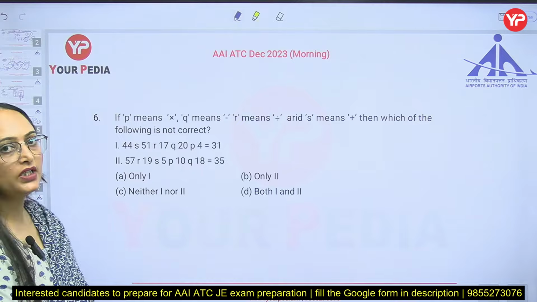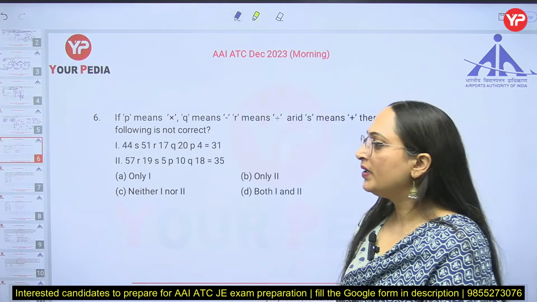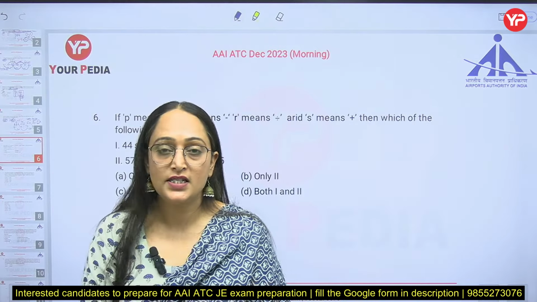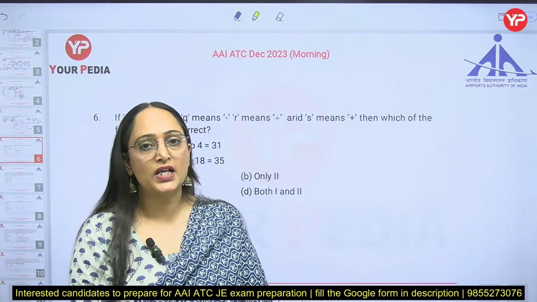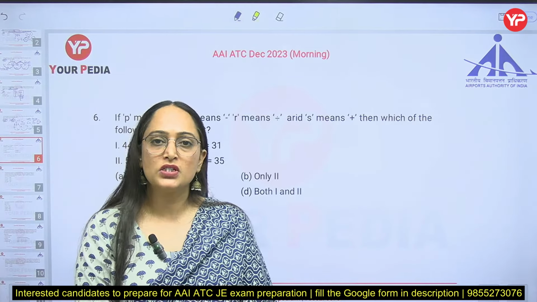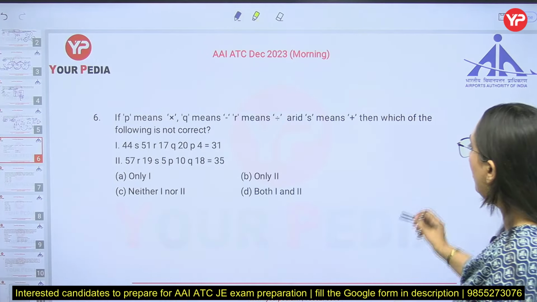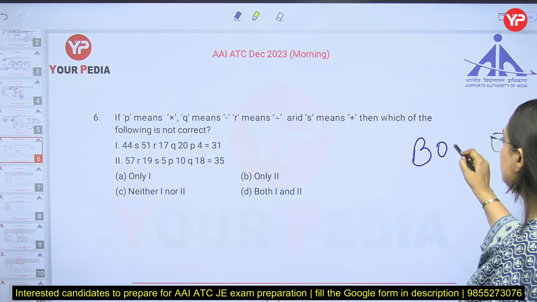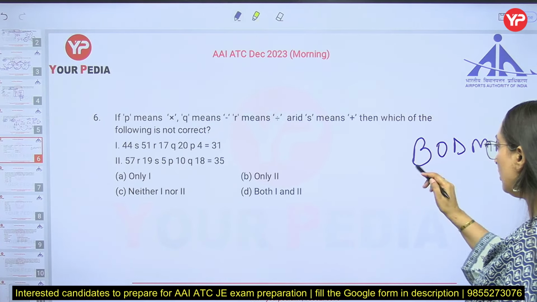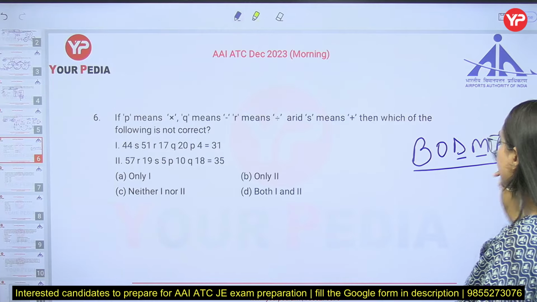Now this question is from mathematical operations. In reasoning, in mental ability, or we can say general intelligence, the examiner wants to check your basic mathematical skills also. So this question is from mathematical operation. For mathematical operation we use BODMAS. So what is BODMAS? Bracket, division, multiplication, addition and subtraction.